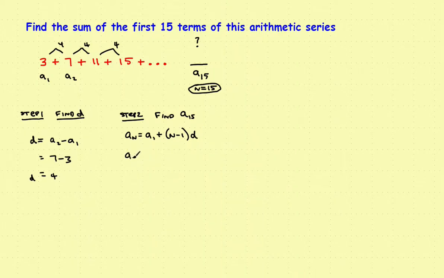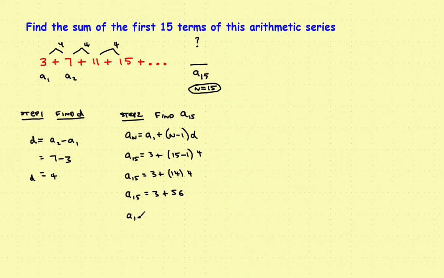So the things that we know, we're looking for a sub 15. You know the first term's 3. Then n minus 1, in our problem, we're at 15, so we've got 15 minus 1, and from the previous step, we know the common difference is 4. So that's going to give you 3 plus, and 15 minus 1 would be 14, times 4. So a sub 15 would be equal to 3 plus 14 times 4, and 14 times 4 would be 56.